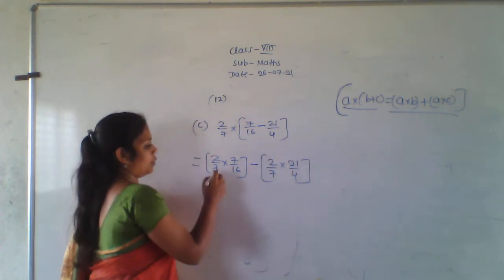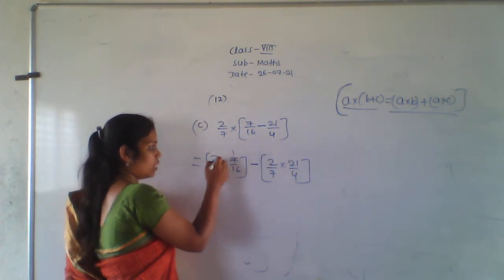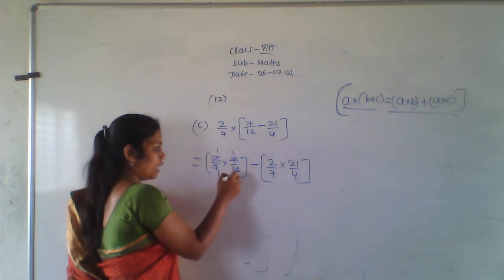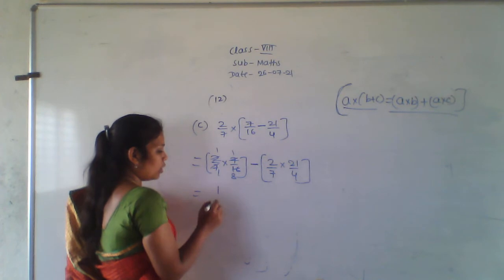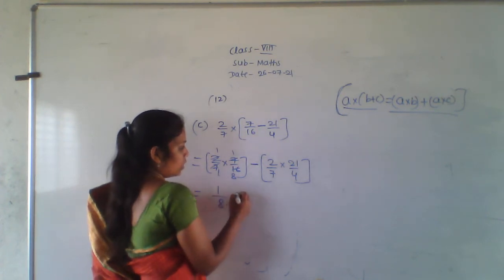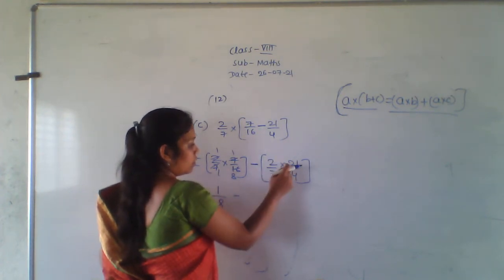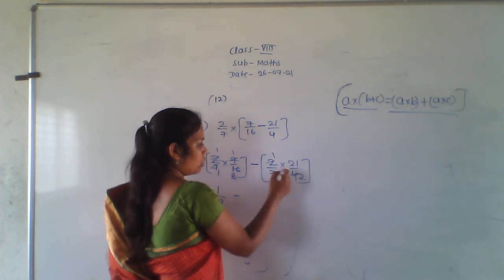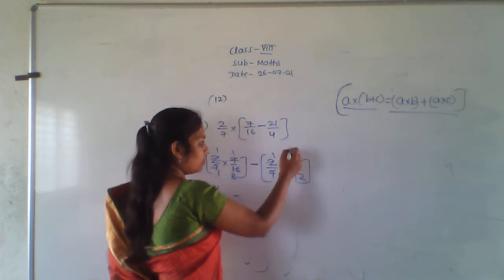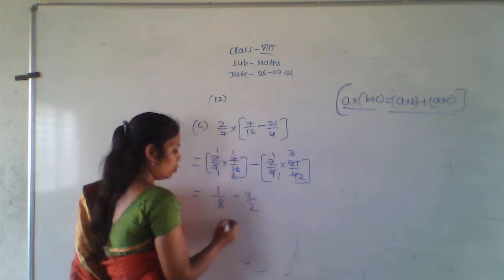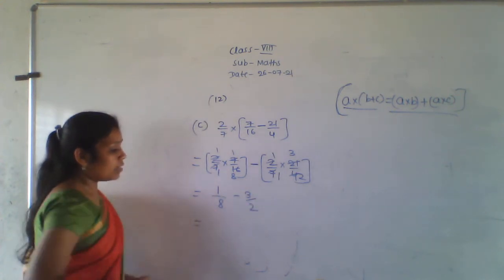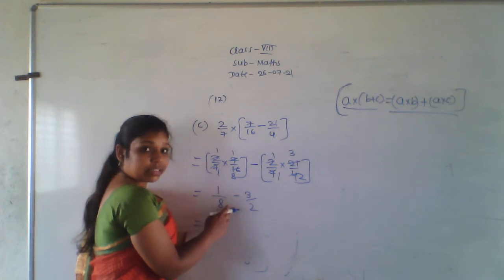Now cross cancellation. 7 ones are 7, 7 ones are 7. 2 ones are 2, 2 eights are 16, right? 1 into 1 is 1, 8 into 1 is 8. Okay, next thing here: 2 ones are 2, 2 twos are 4, 7 ones are 7, 7 threes are 21. What is the value left here? Minus 3 by 2, right? So now here subtraction is there, we need to subtract the values.